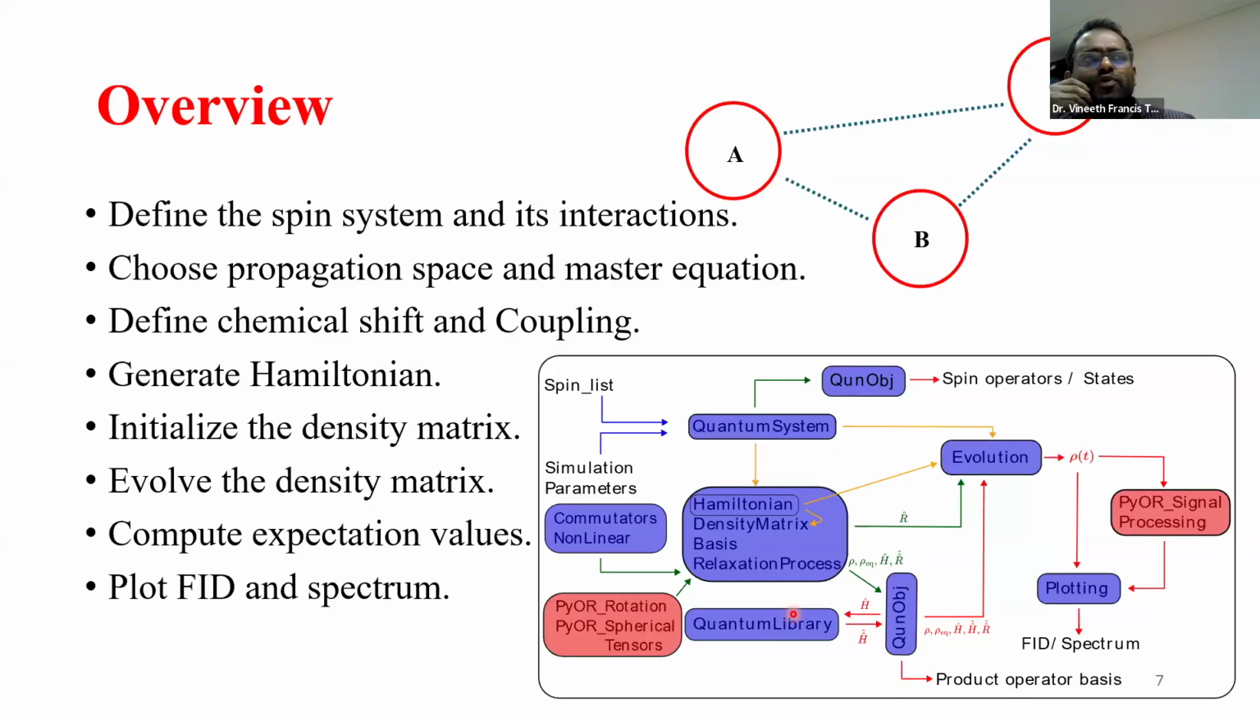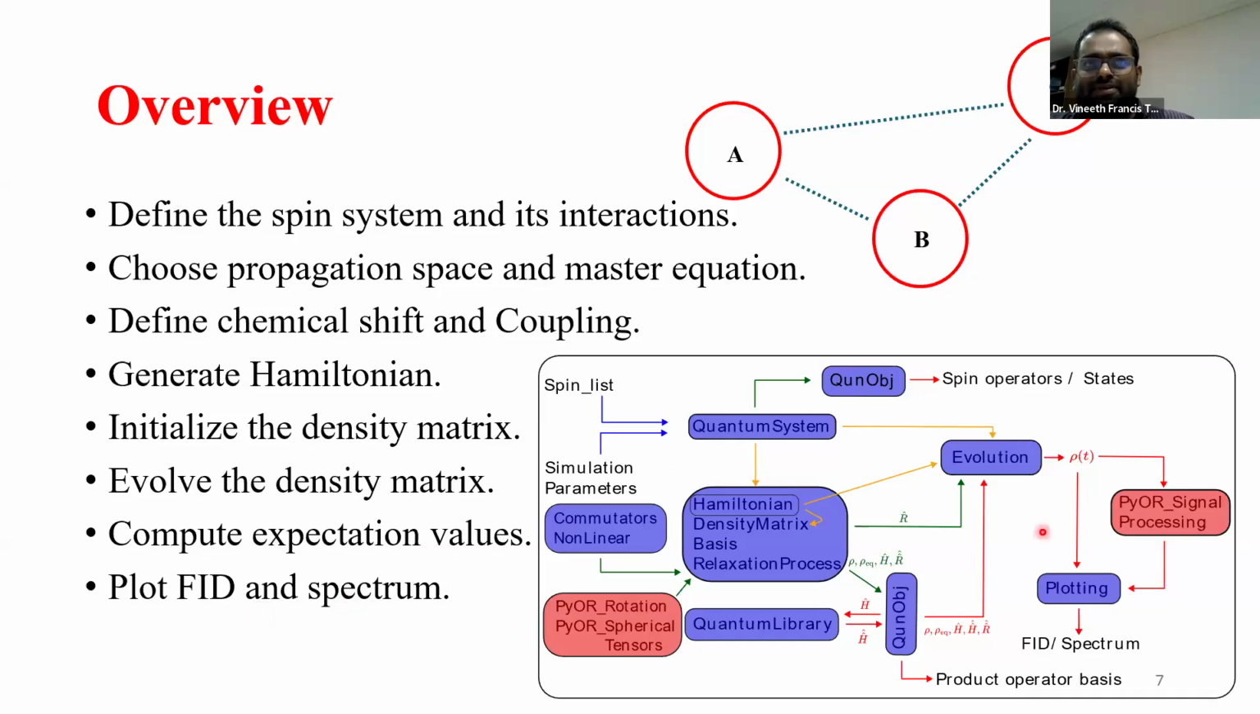Now, a brief overview of a simulation in PyOR. First, you define a spin system, and you define the interactions between the spins, and you choose a propagation space and a master equation. Then you define the parameters like chemical shift, coupling, and the relaxation parameters. Then you can generate a Hamiltonian, initialize the density matrix, and evolve the density matrix. You can compute the expectation value, and finally plot the FID and spectrum.